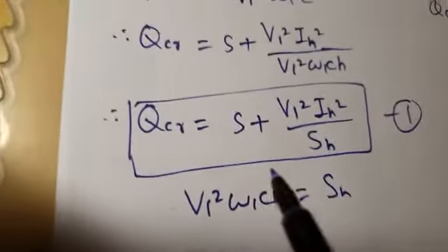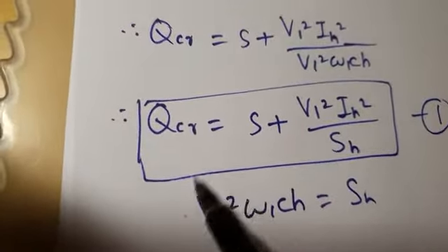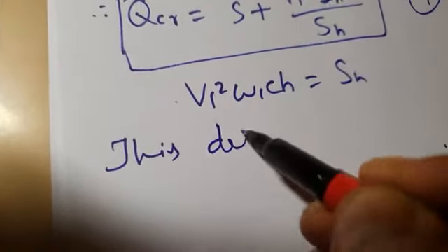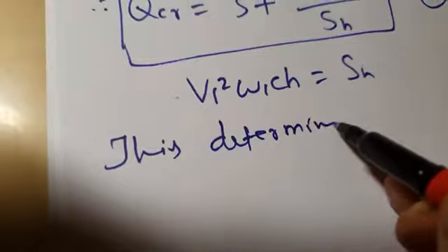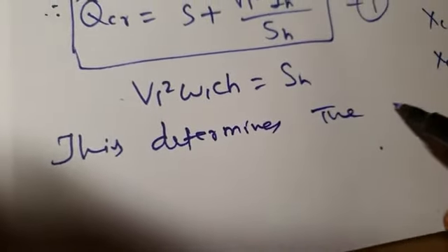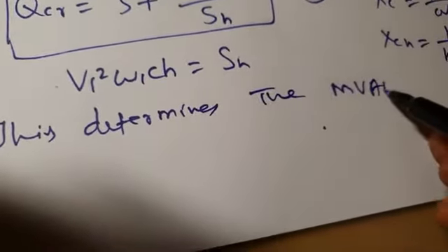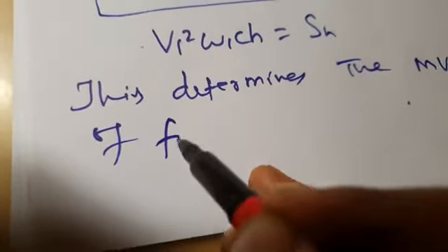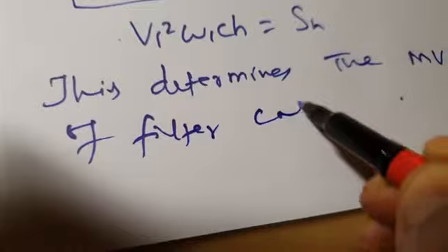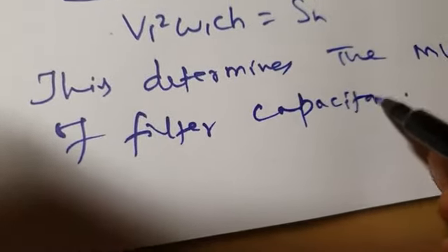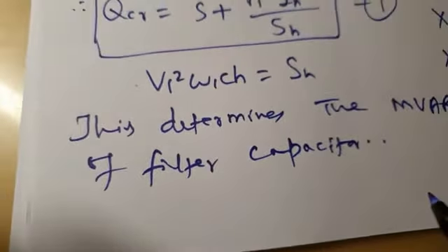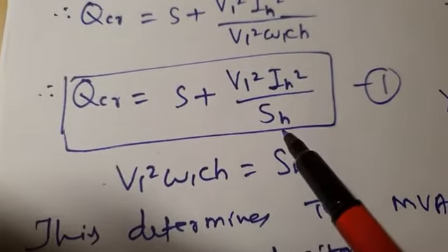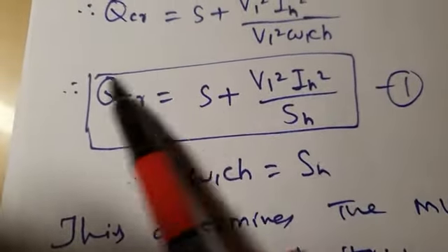So this gives your rating of capacitor. This determines the megavar (MVAR) rating of the filter capacitor. Capacitor is the part of your filter, so its rating is determined by how much reactive power it is generating. How much reactive power is it generating? S plus V1 square IH square by SH. So this gives the rating of your capacitor.